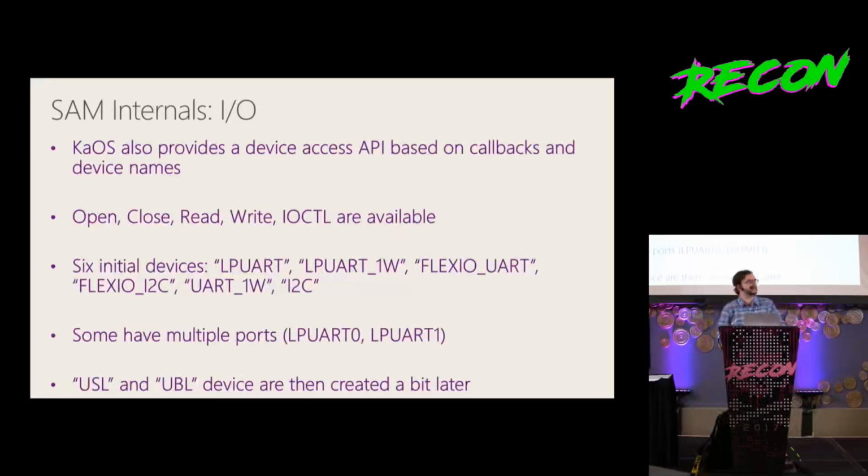Now what's interesting is it has a whole I/O model as well. There's a whole device API with callbacks and device names, and there's open, close, read, write, and ioctl. So it has a simple device model. You start with six devices: LP UART, which is the low power serial port, LP UART 1 wire, Flex I/O UART, Flex I/O I2C, UART 1 wire, and I2C. So there's an I2C device, a serial port device, and Flex I/O, I think, is the Kinetis name for a flexible I/O port that can be configured in multiple modes.